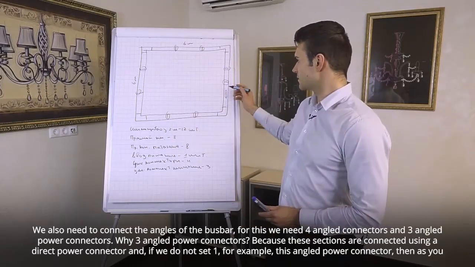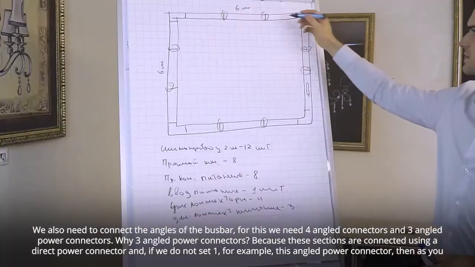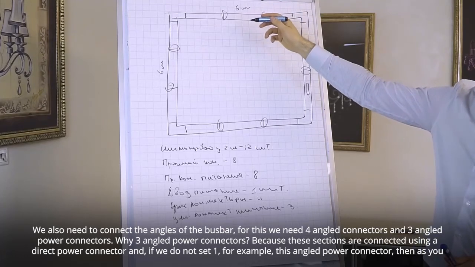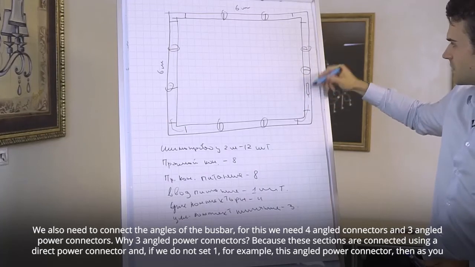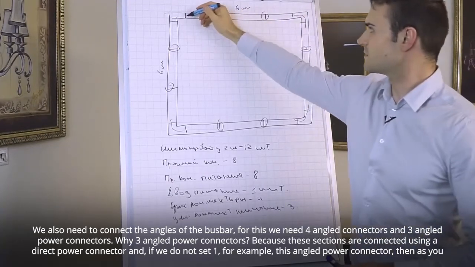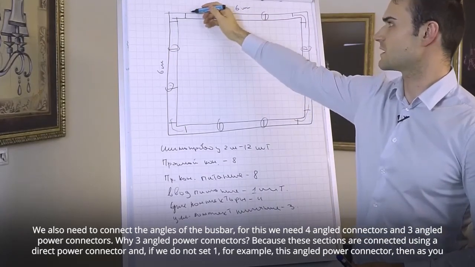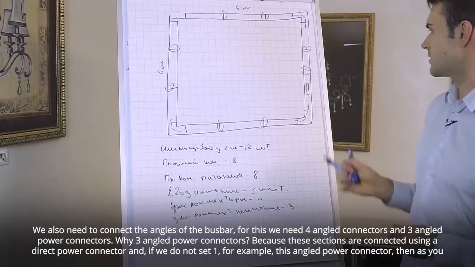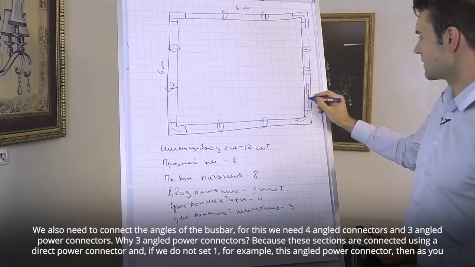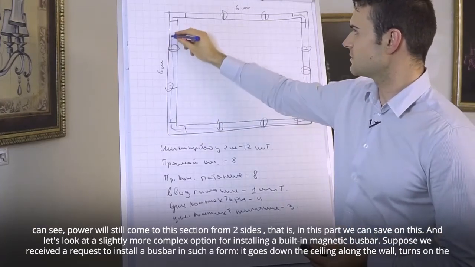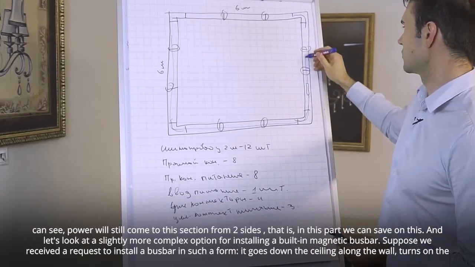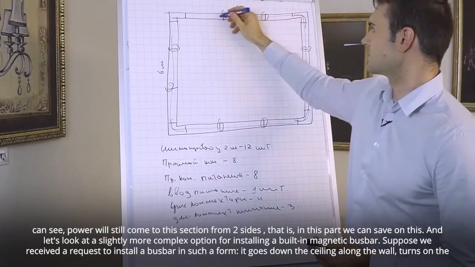Why 3 angled power connectors? Because these sections are connected using a direct power connector, and if we do not set one, for example, this angled power connector, then as you can see, power will still come to this section from 2 sides. That is, in this part we can save on this.